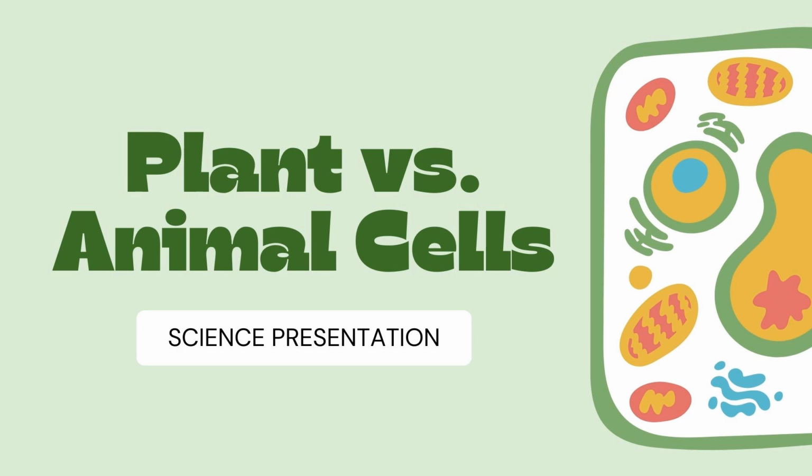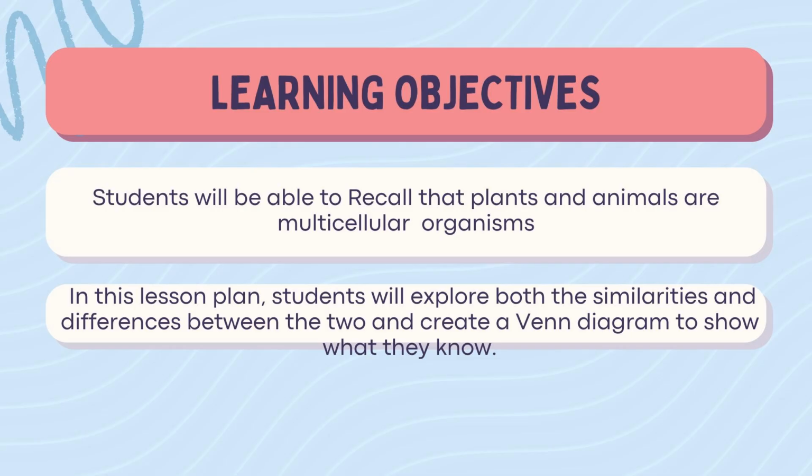The topic is plant versus animal cell. The learning objectives: students will be able to recall that plants and animals are multicellular organisms. Students will explore both similarities and differences between the two and create a Venn diagram to show what they know.